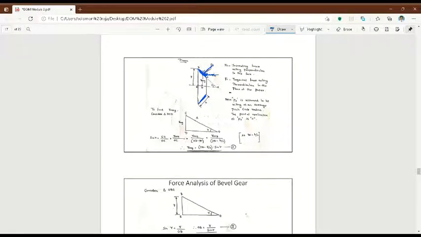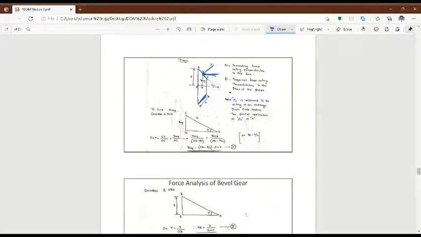This separating force is perpendicular to the face of the bevel gear. Let me tell again. Multiple forces will be there, but mainly we are going to focus on two forces. The first force is the separating force, which acts perpendicular to the face of the bevel gear. The second force is the tangential force.